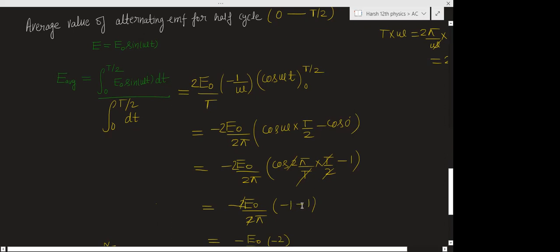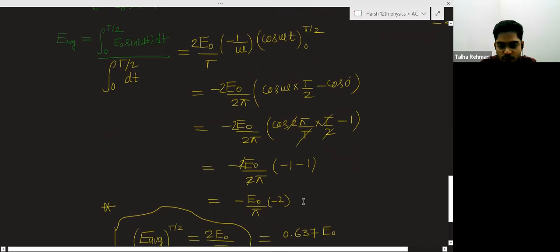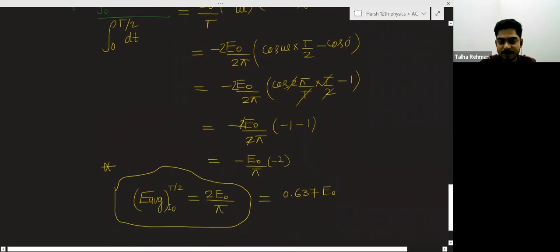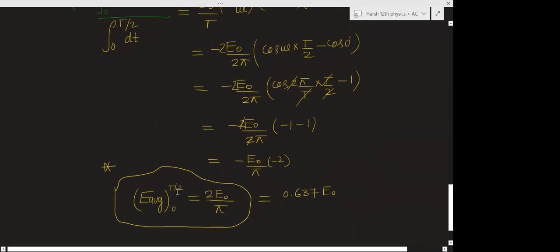Here is minus 1, here is minus 1. So minus 2 basically it will become minus 2, and this 2 and 2 will be cancelled out, and this cancels out. Minus and minus become plus. So basically finally the average value of alternating EMF for the half cycle.